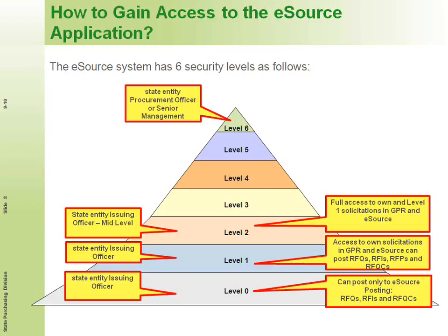A level two is usually that supervisor or mid-level purchasing officer who has access to their own solicitations on the GPR and eSource and can post everything, as well as view any solicitations that have been posted by anyone they may be supervising. A level 6 can see posts to the GPR and eSource, has full access to both systems, and can view solicitations entity-wide. So it's important to know what your security level is. You can discuss that with your APO or your CUPO, who sets the security level, and if an APO or CUPO has any questions, please feel free to contact us here.